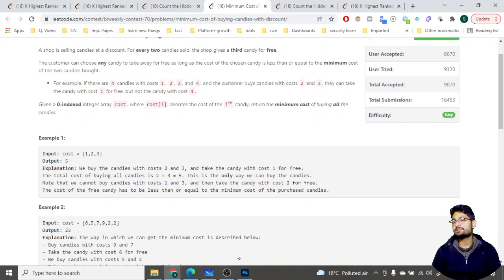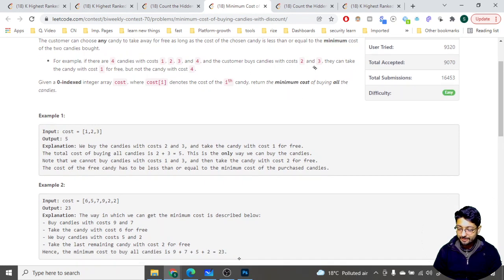Because as you have seen when buying different items from different malls, you cannot just buy an item for 100 and 200 rupees and get a 5000 rupees watch free. So you can only get an item free that is less than or equal to the minimum of the two items that you have bought. Okay, that's the whole condition. Now what is the minimum cost that you have to pay to buy all the candies that are given to you? That is the whole problem.